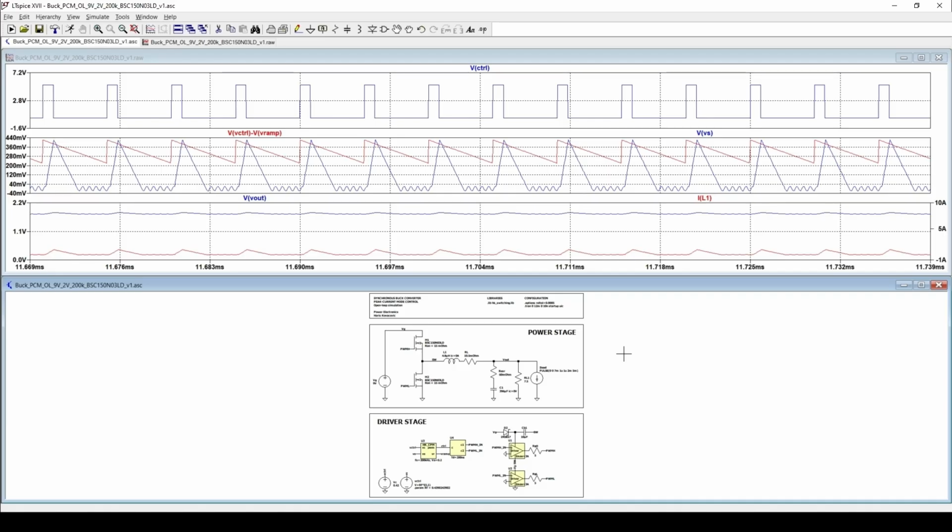By keeping the system open loop, we were able to isolate and clearly see how the current ramp, comparator, and PWM logic interact without the complexity of a voltage feedback loop. This open loop model is the foundation for everything that comes next. In the upcoming videos, we will close the voltage loop around the same peak current mode modulator, introduce proper compensation, and analyze stability and transient response.